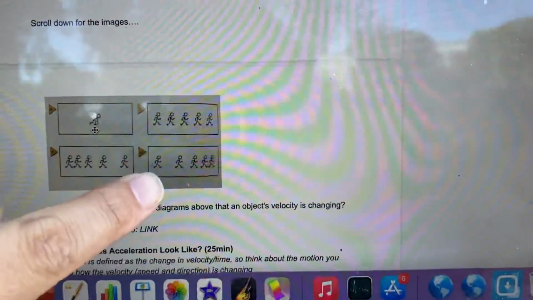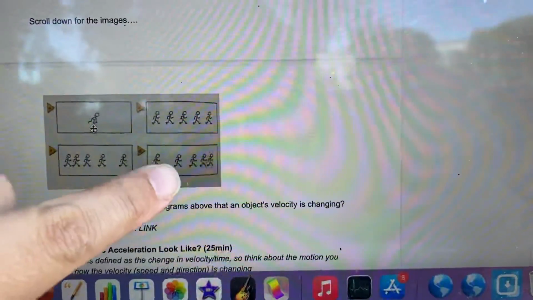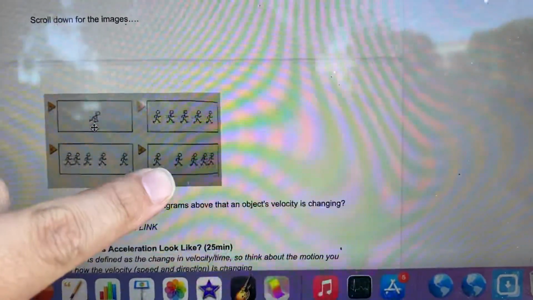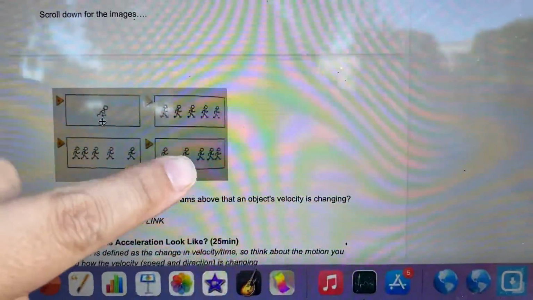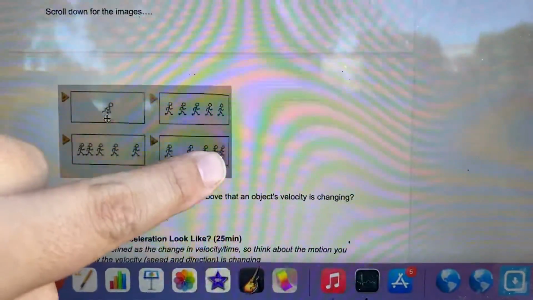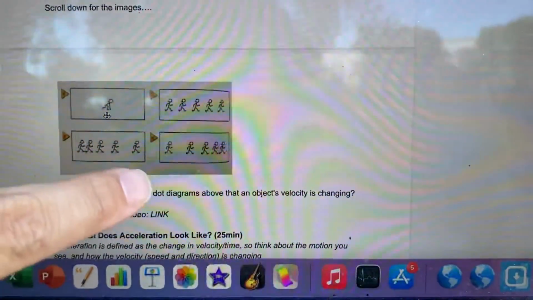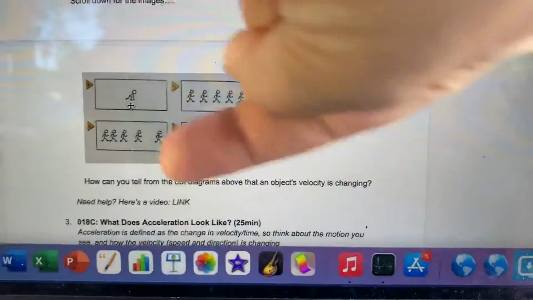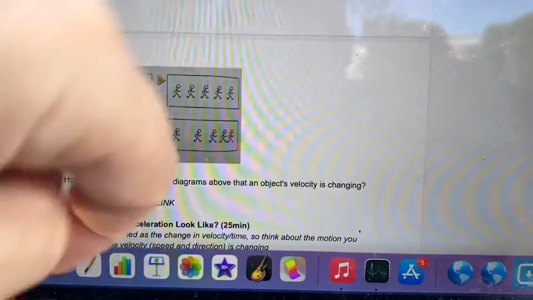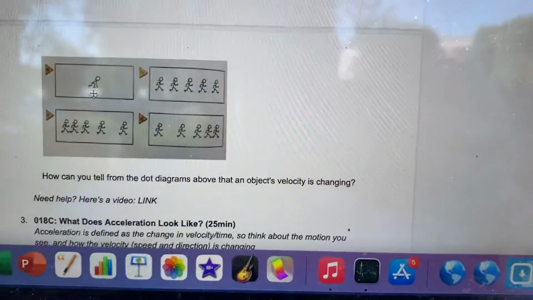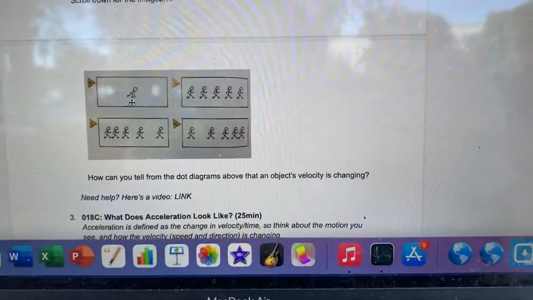In D, we can see the reverse is happening. There's lots of space in the first time interval, less space in the second, even less in the third, even less in the fourth. They're slowing down. So this would be acceleration in the negative direction. It's like somebody's pushing on them this way, or they're putting on the brakes with their shoes.